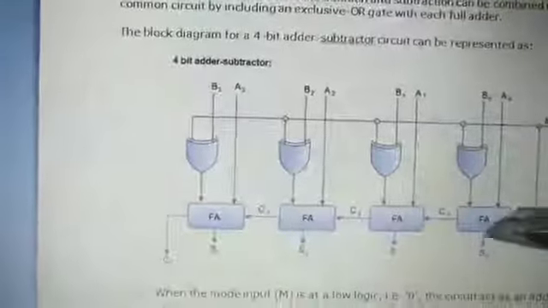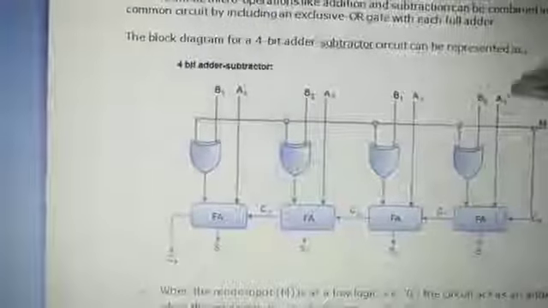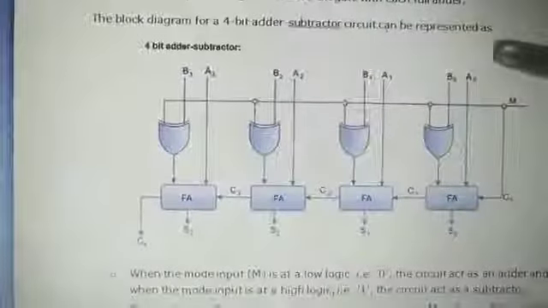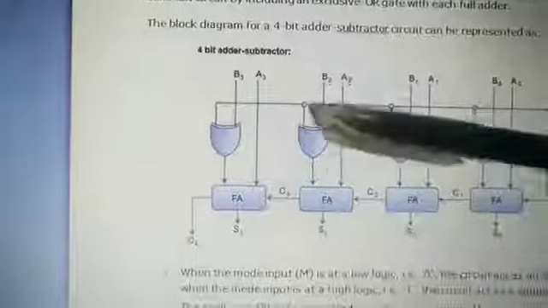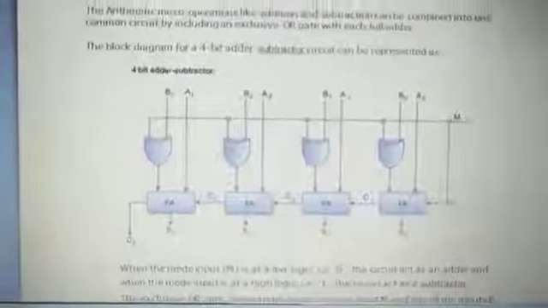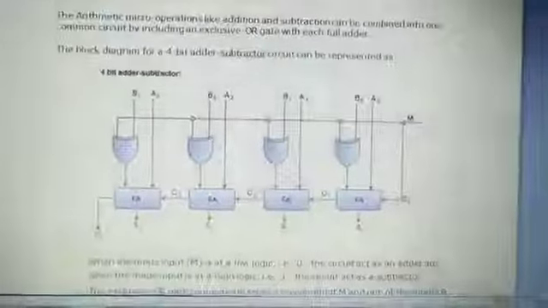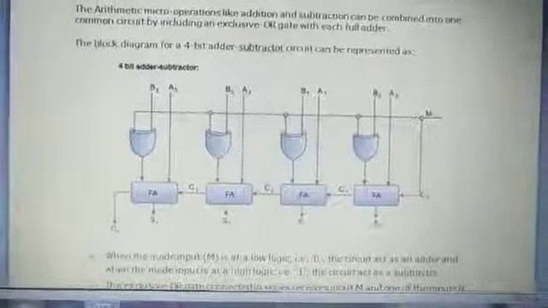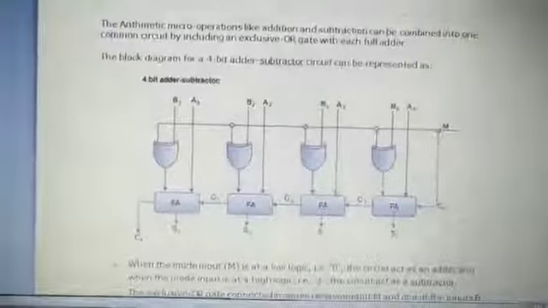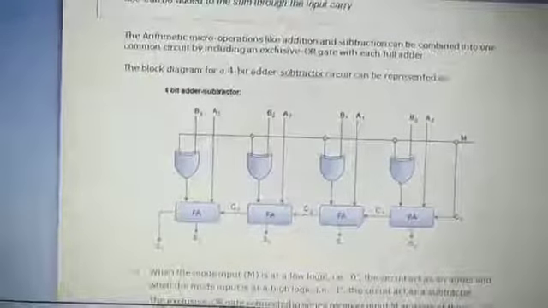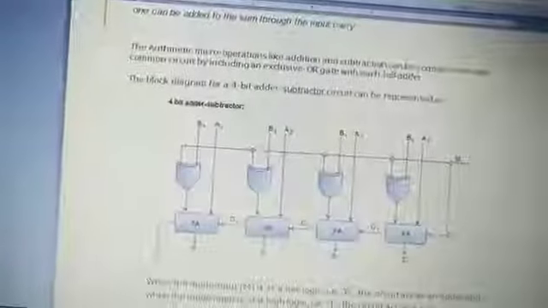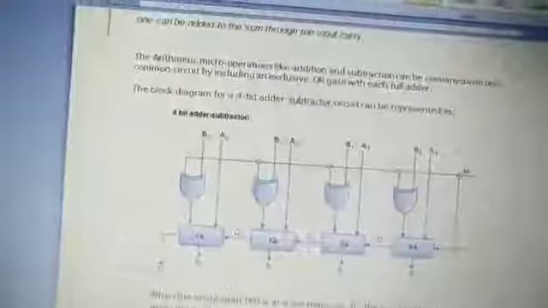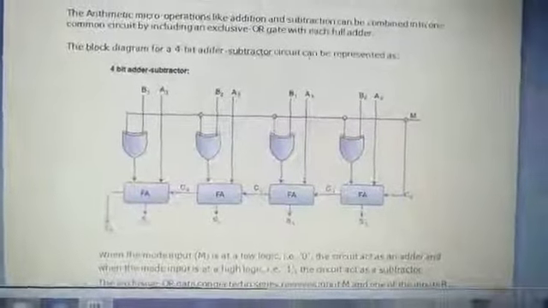S0 is the addition result for the first bit, S1 is the addition result for the second bit, S2 is the third result, and S3 is the fourth one. In this way we get the sum output, and C4, or you can say C out, is the final carry output for this circuit. So one circuit can act like an adder or like a subtractor. It depends upon the input through the control input line. If you pass 0 through M, then it will act as a 4-bit adder circuit, and if you pass 1, then it will act as a 4-bit subtractor circuit.